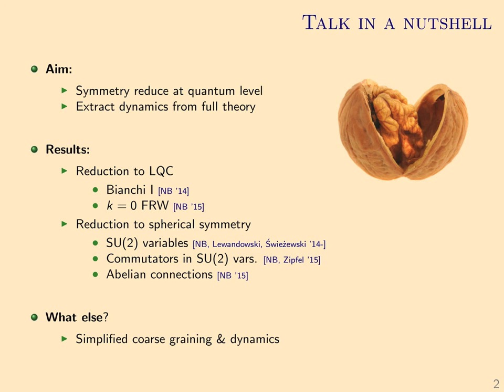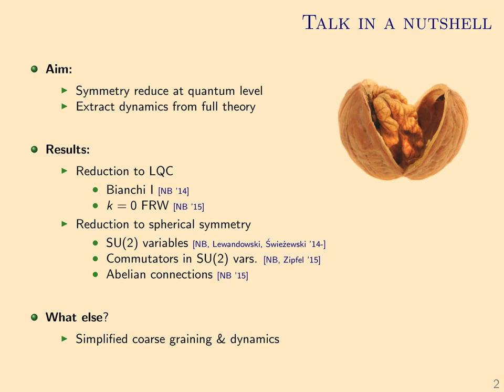So the results that were obtained so far are the following. We can reduce to loop quantum cosmology. There are two ways to do this, essentially two different sets of full theory variables, later resulting in two different sets of reduced variables. It's possible to reduce to a Bianchi 1 model, and it's also possible to reduce to a spatially flat Friedman-Robertson-Walker model. So in this talk, we will sketch both of those possibilities, starting with the second one, because it is kind of easier and it will serve as an outline of the framework.